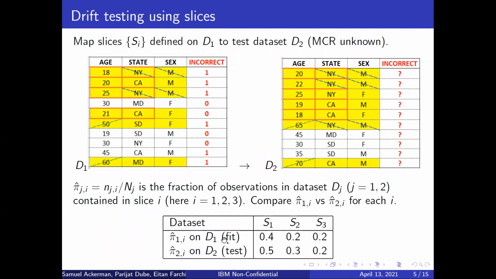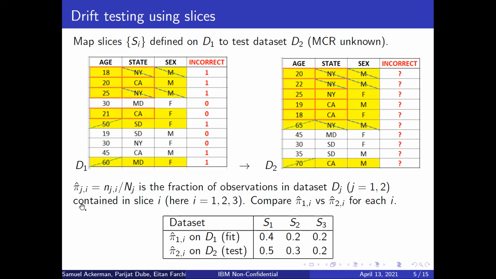So say now, for the purpose of drift testing, which I'll describe in a second, we have the 2 data sets, and we can take the slices from D1 and map them to D2, and that's basically figuring out which observations in D2 belong to each slice from D1. So for example, the orange slice now has 5 observations rather than 4.